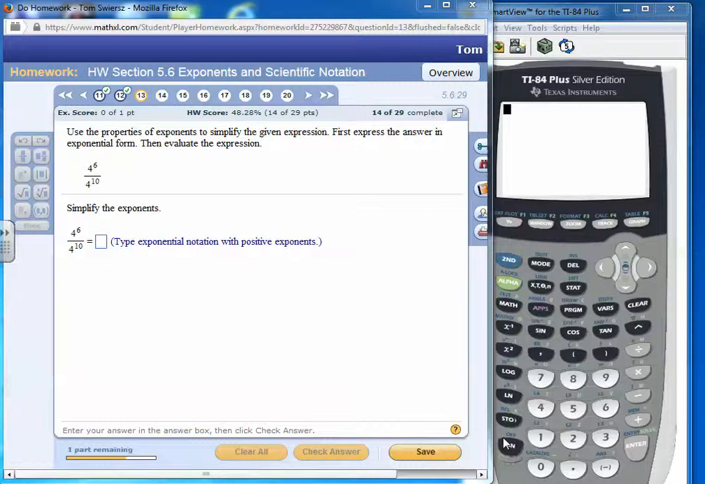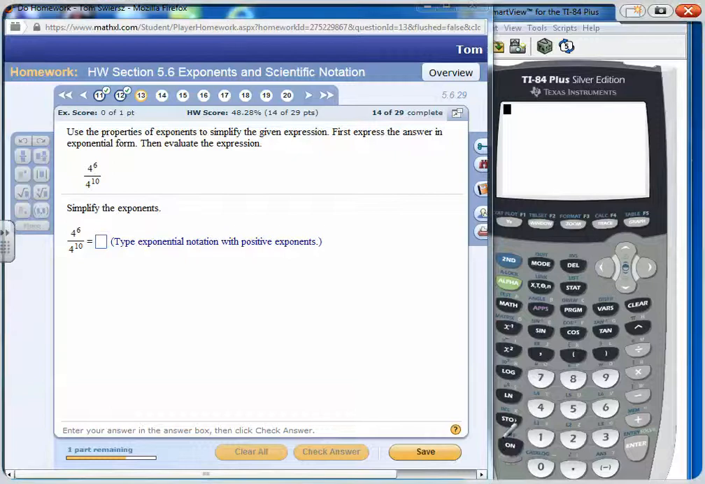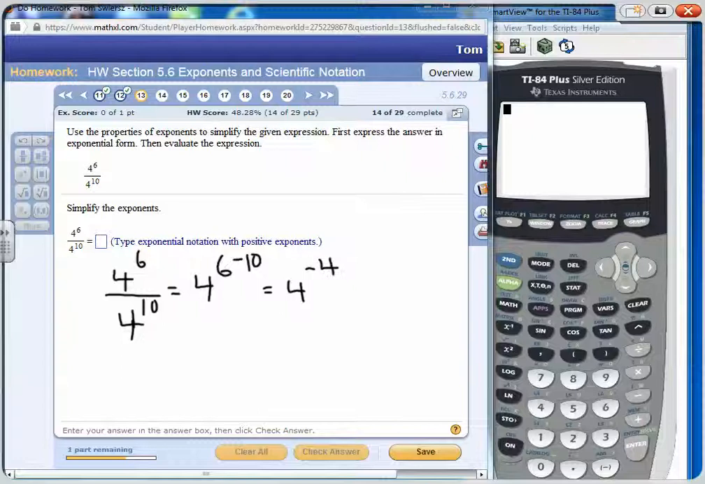Let's begin with homework exercise number 13 from section 5.6. We have 4 to the 6th power divided by 4 to the 10th power. And again, remember when you are doing exponents and you have the same base and you're dividing, fraction means division, you subtract the exponents. So it'll be 6 minus 10, which would be 4 to the negative 4, right?